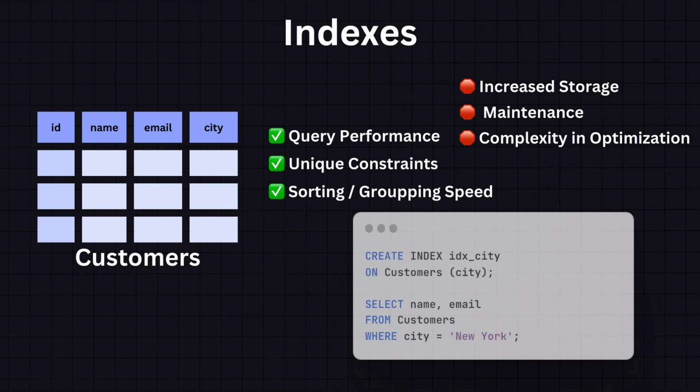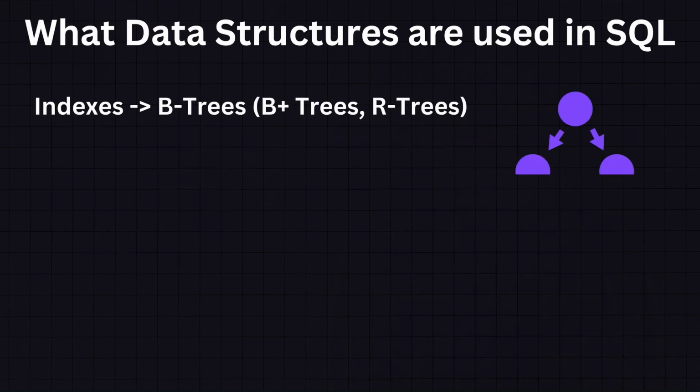Also, indexes are stored separately from the data table, usually in a structure that is optimized for quick search and retrieval. Most indexes are stored in B trees or variations of it like B plus trees, but B trees are the most common data structure used for indexing in SQL databases because they allow for fast lookups, insertions, and deletions. And they also keep the data sorted and allow us to do all these operations in logarithmic time.